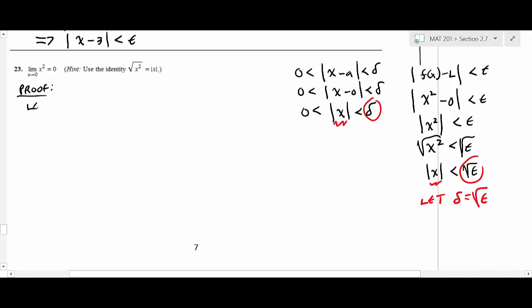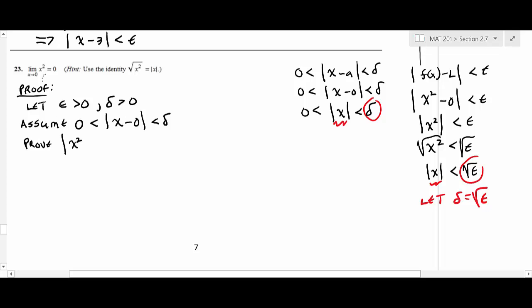Okay, so when we formally write our proof, it's going to go like this. We start by saying let epsilon be a positive number. We're also going to let delta be a positive number. And we're going to assume that the absolute value of x minus a is, 0 is less than delta. So we're going to make that assumption, okay? So we're going to try to prove this. We're going to take the absolute value of the function x squared minus the value of the limit 0 is less than epsilon. So that's what we're going to try to prove.